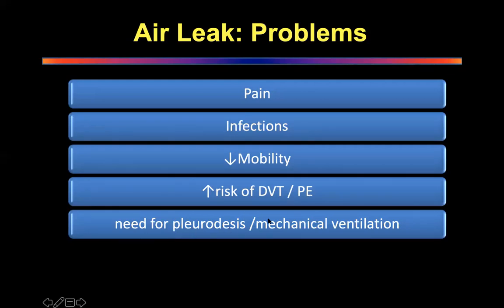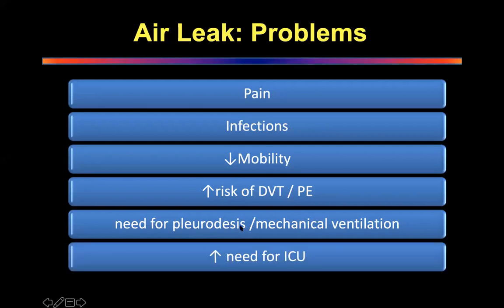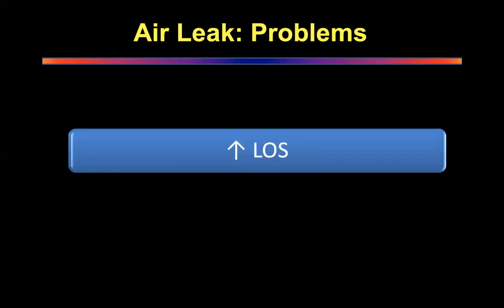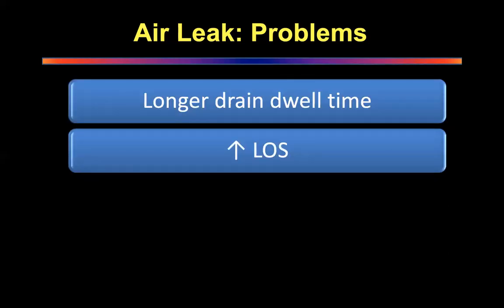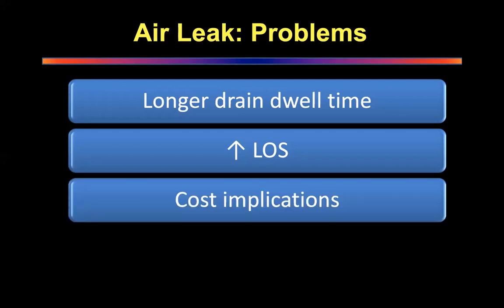Very often you might actually put them through extra procedures and sometimes they go off and you might have to put them on mechanical ventilation and they might even need ICU. So it is a real problem. Longer drain dwell time means longer length of hospital stay, and in the current scenarios where it's so expensive to keep people in the hospital, there are huge cost implications of patients staying back in hospital purely because you cannot get rid of the chest drain.